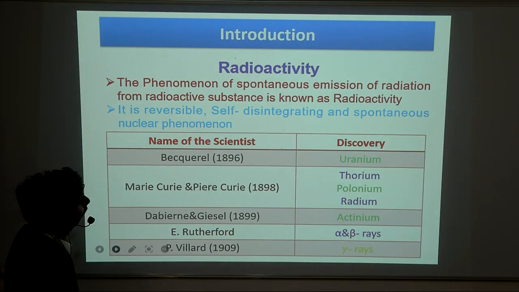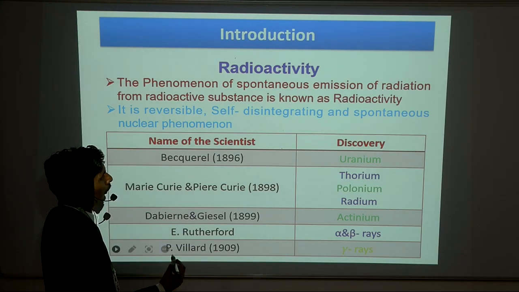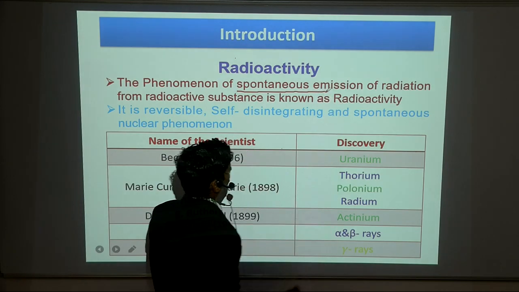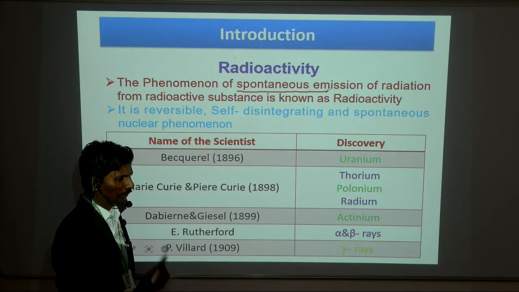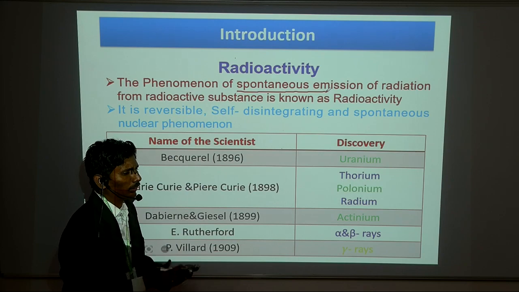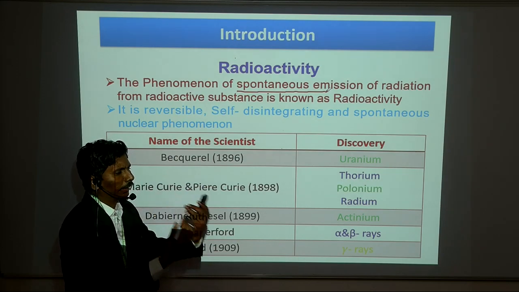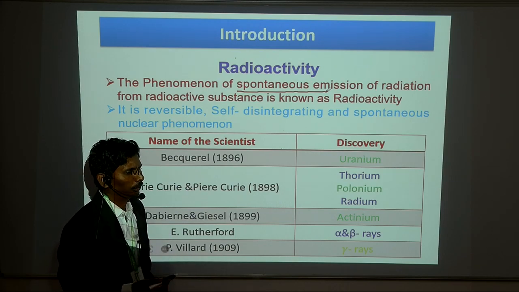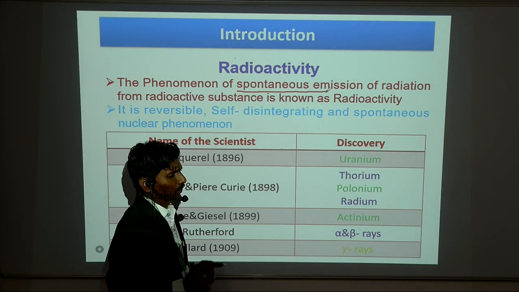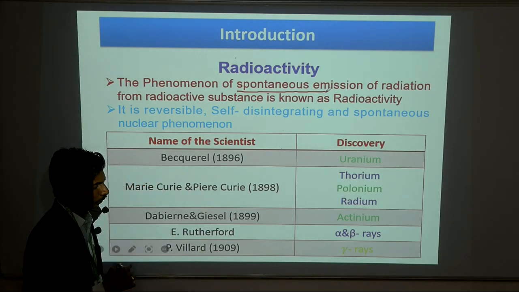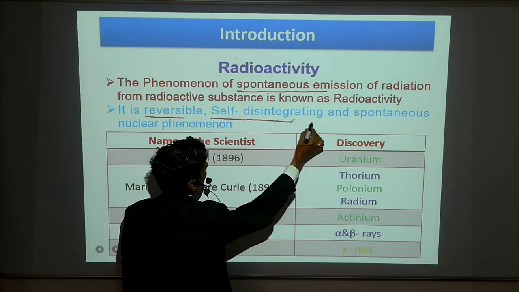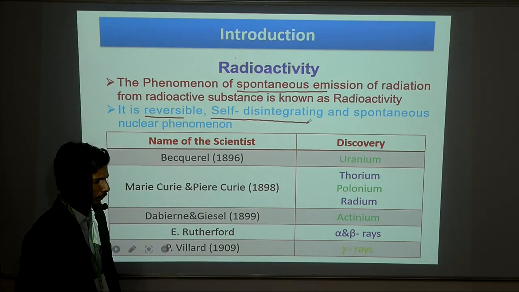So, in the introduction, what is radioactivity? Radioactivity is the spontaneous emission of radiation. This word, spontaneous, is very important. Spontaneous means it is a natural phenomenon. What happens when the nucleus is unstable? It radiates radioactive materials like alpha, beta, gamma, and this phenomenon is known as radioactivity. We also call it a self-disintegrating or spontaneous process.